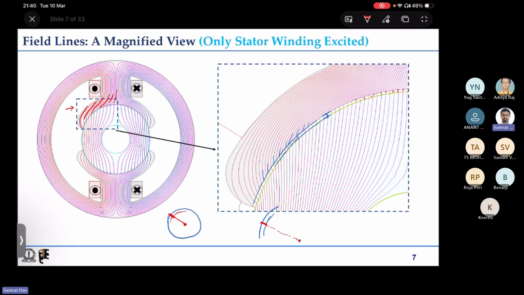It's all radial. And why is this so? Because if we look at one surface, say the stator surface, so we are looking at this portion, flux lines are coming at a certain angle and they are leaving at a certain angle.